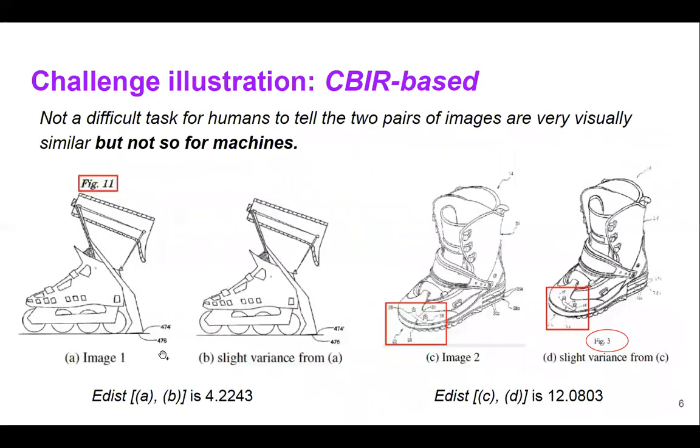AHDH is not robust. Let's look at some examples here. It's not a difficult task for humans to tell which 2 pairs of images are very visually similar, but not so for machines. We can see from this image, these 2 shoes are exactly the same beyond the left image contains figure 11, but the Euclidean distance value given by AHDH is 4.2. These 2 shoes are exactly the same beyond the text annotation is different, and also the right image contains figure 3. But the Euclidean distance value given by AHDH is 12.